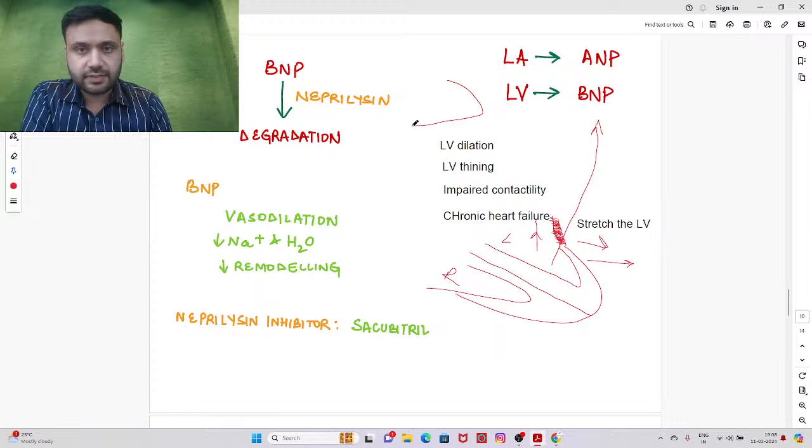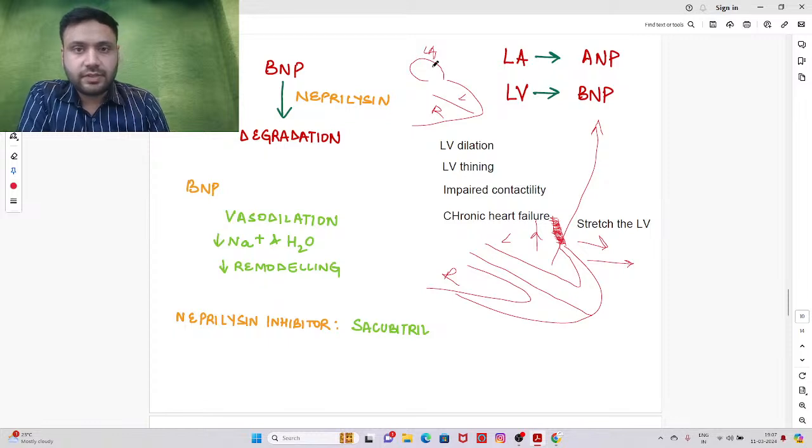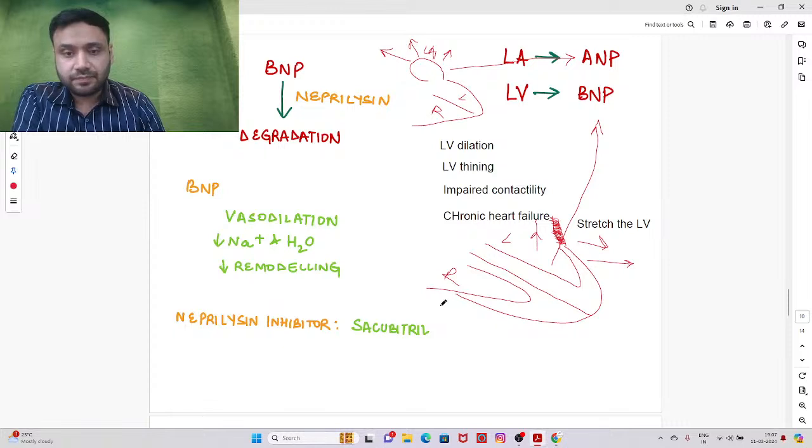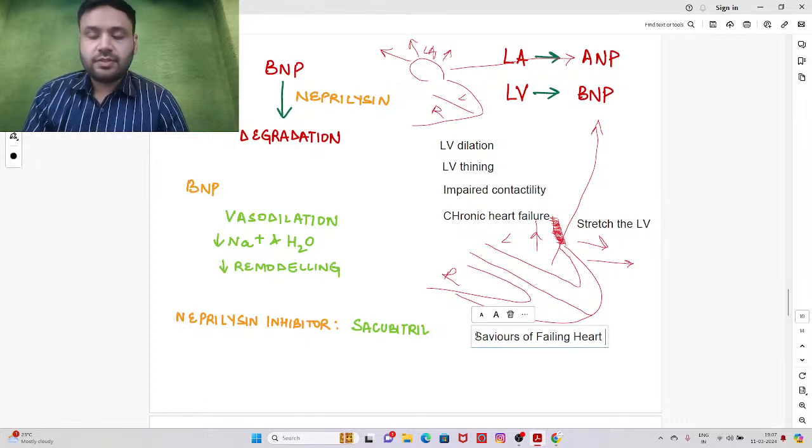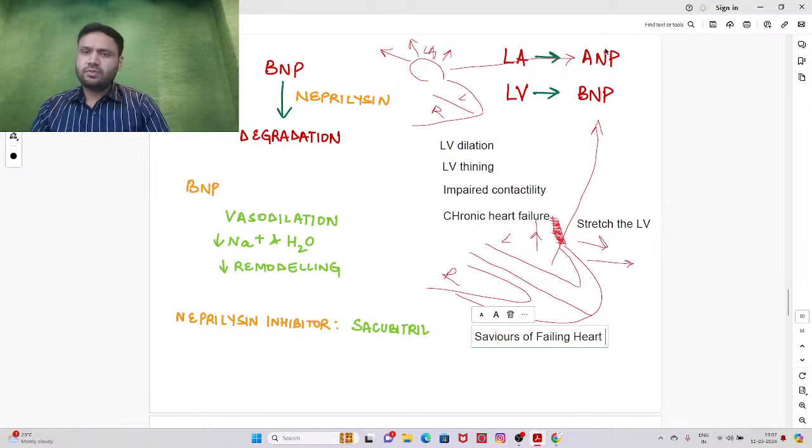Similarly, if this is the heart, and this is the left atrium, and this is the left ventricle and this is the right ventricle, if there is an increased amount of blood, this will stretch the left atrium, and it would release ANP. So why is this important? It is because these two chemicals are the saviors of the failing heart. So why do we call them the saviors? Let's elaborate on that, right?